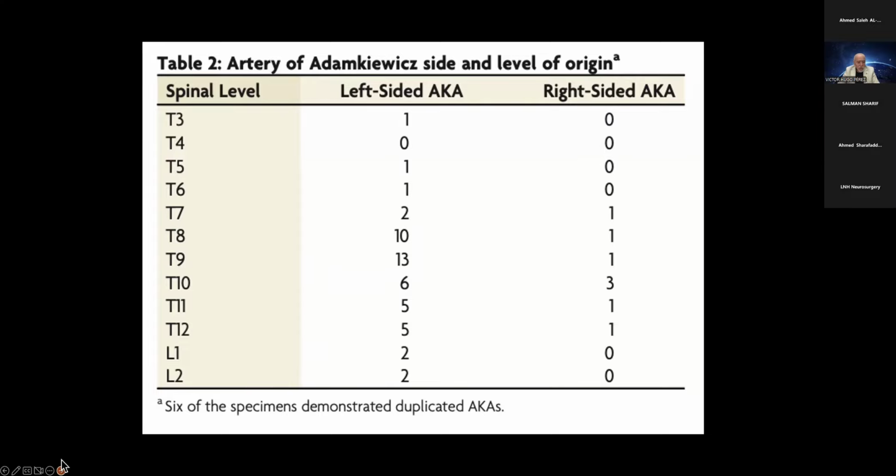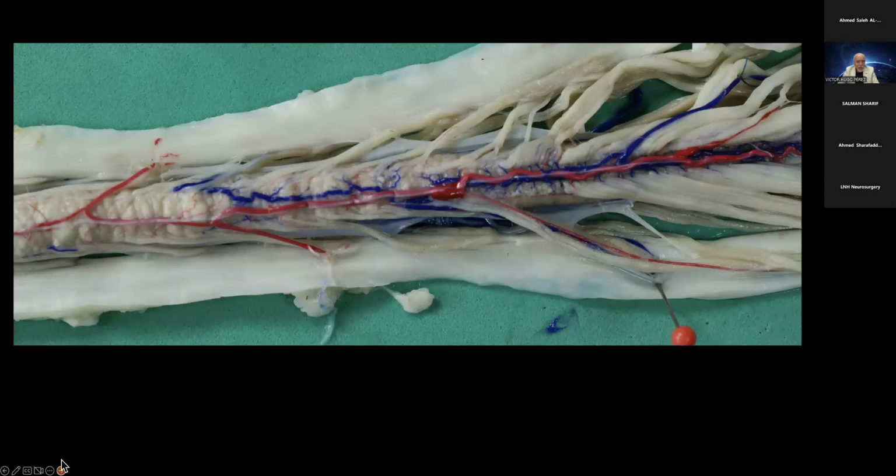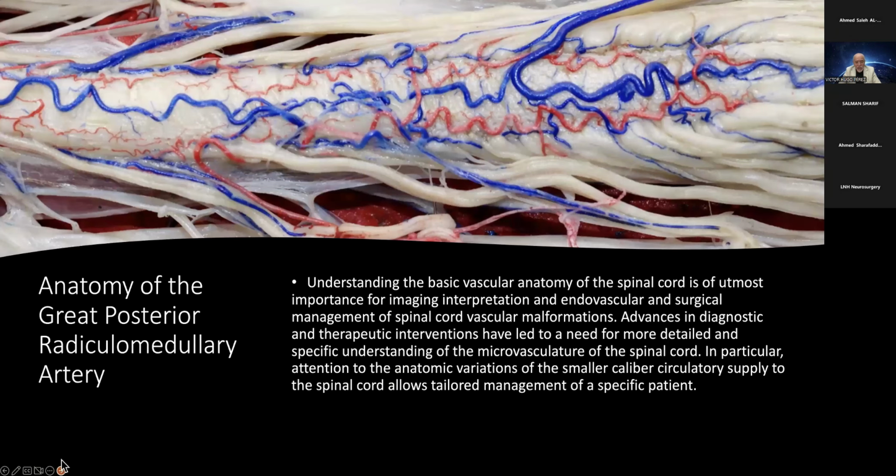So in this case, we have two anterior spinal arteries, this and this one. So, anatomy of the great posterior radiculomedullary artery.